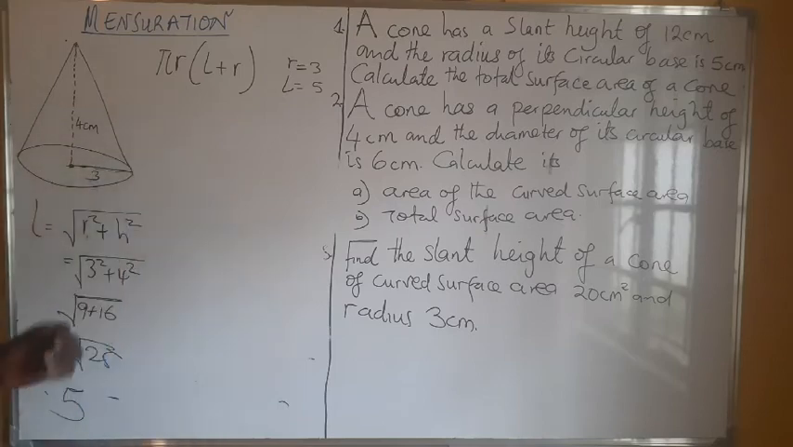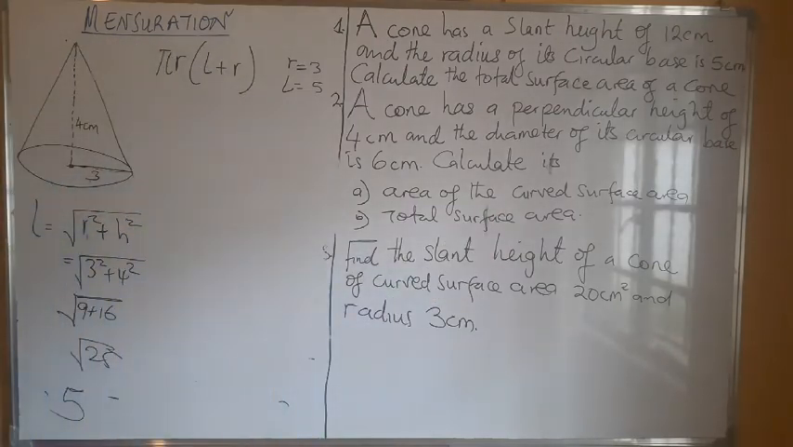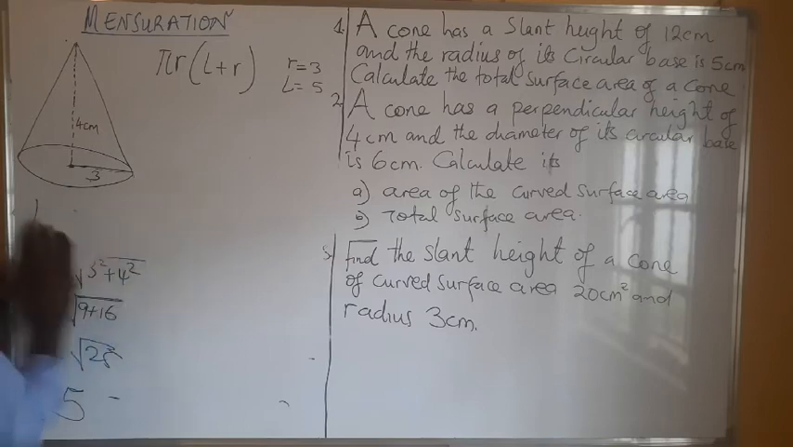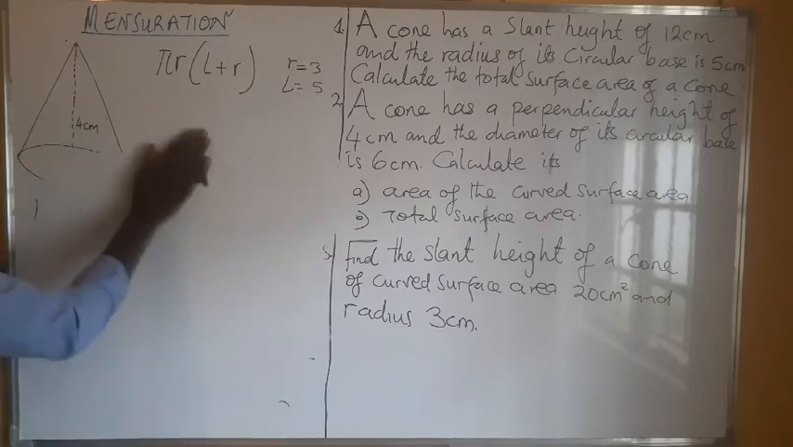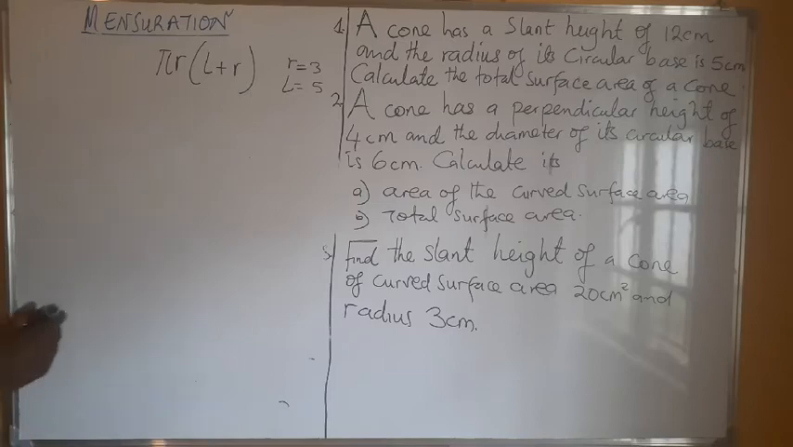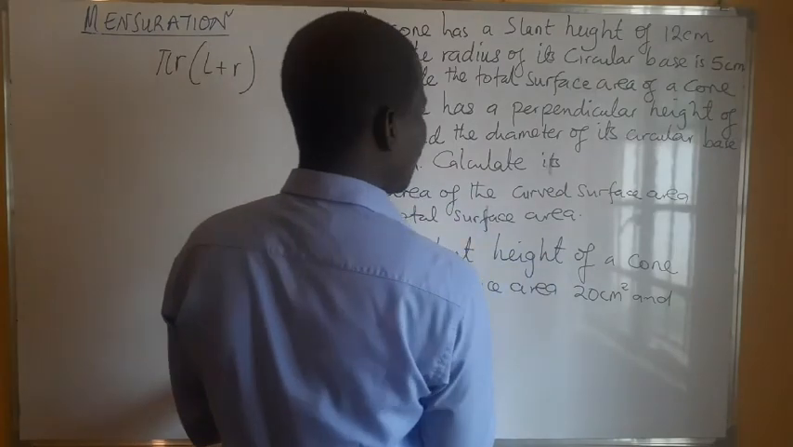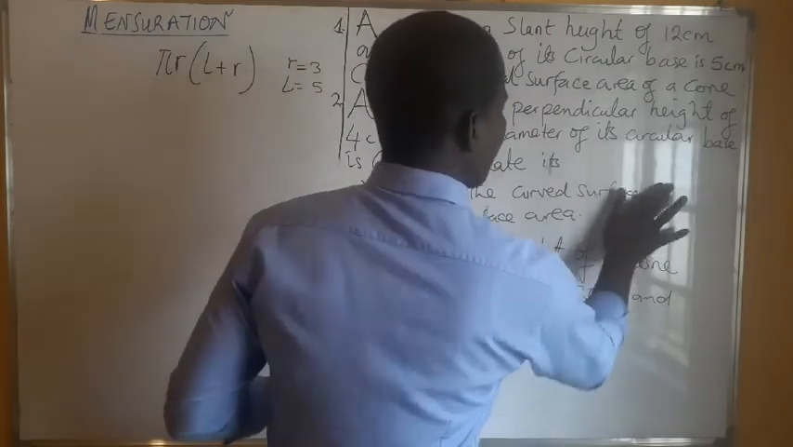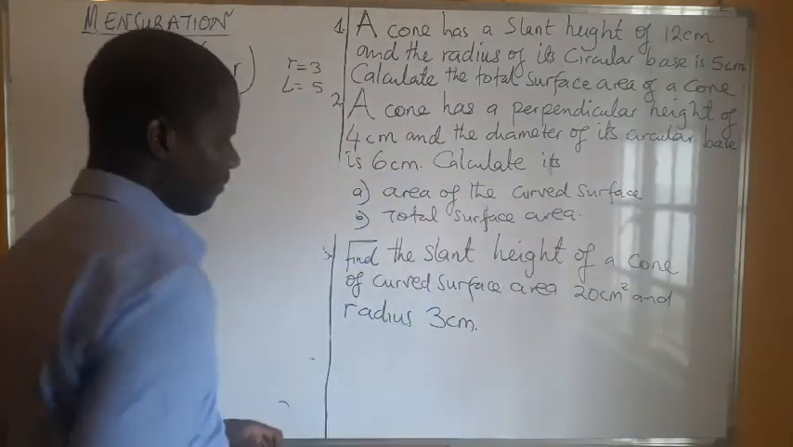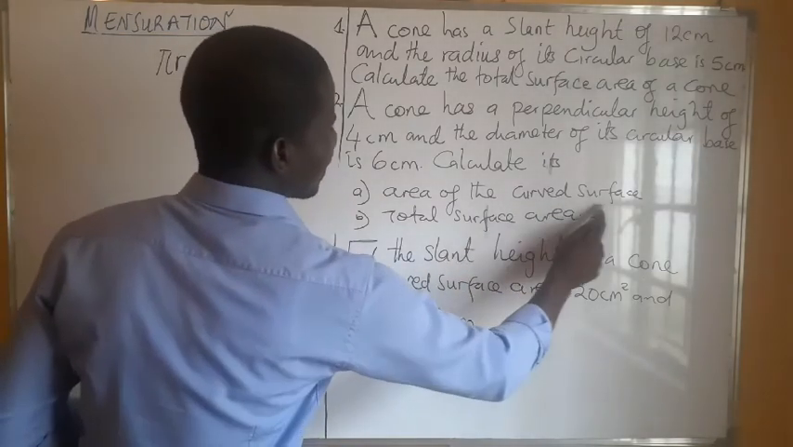Now at this point we can go on and work these questions out. Like I was mentioning, the first question is asking us to find the curved surface area. I mean the area of the curved surface. Area of the curved surface. Or in other words, it was going to be the curved surface area.